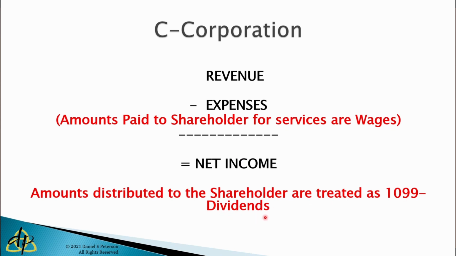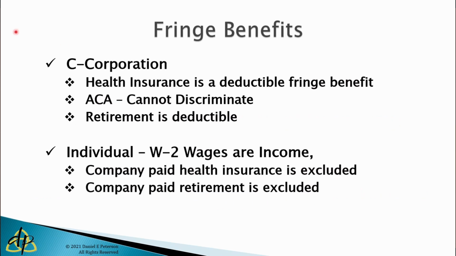C corporations can also offer those benefits that we talked about before. The health insurance premiums that they pay on behalf of the shareholders are deductible expenses and considered tax-free fringe benefits if the appropriate plans are in place. Keep in mind that the Affordable Care Act does not allow you to discriminate with regards to health insurance. So as you think through whether you want to be a C corporation, make sure that health insurance policy is not discriminatory.